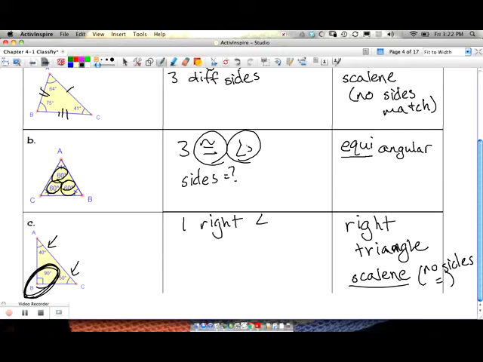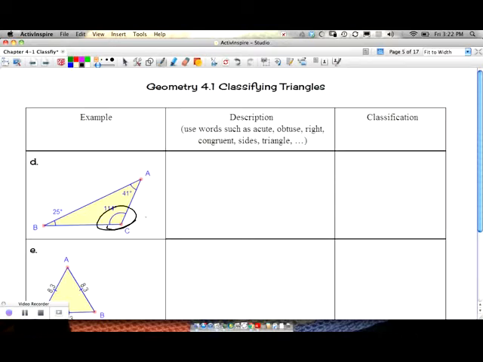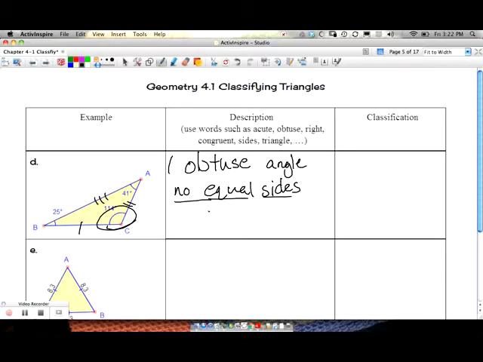All right. What do we have going on here? We got an obtuse angle. We have an obtuse angle in there. So they're not all acute. We have one obtuse angle. And you can't have more than one, but we have one obtuse angle. I also look at the three sides and they don't look the same. I got 1, 2, and 3. None of them match. So no equal sides. That means it's going to be scalene again. So it's going to be obtuse and scalene.